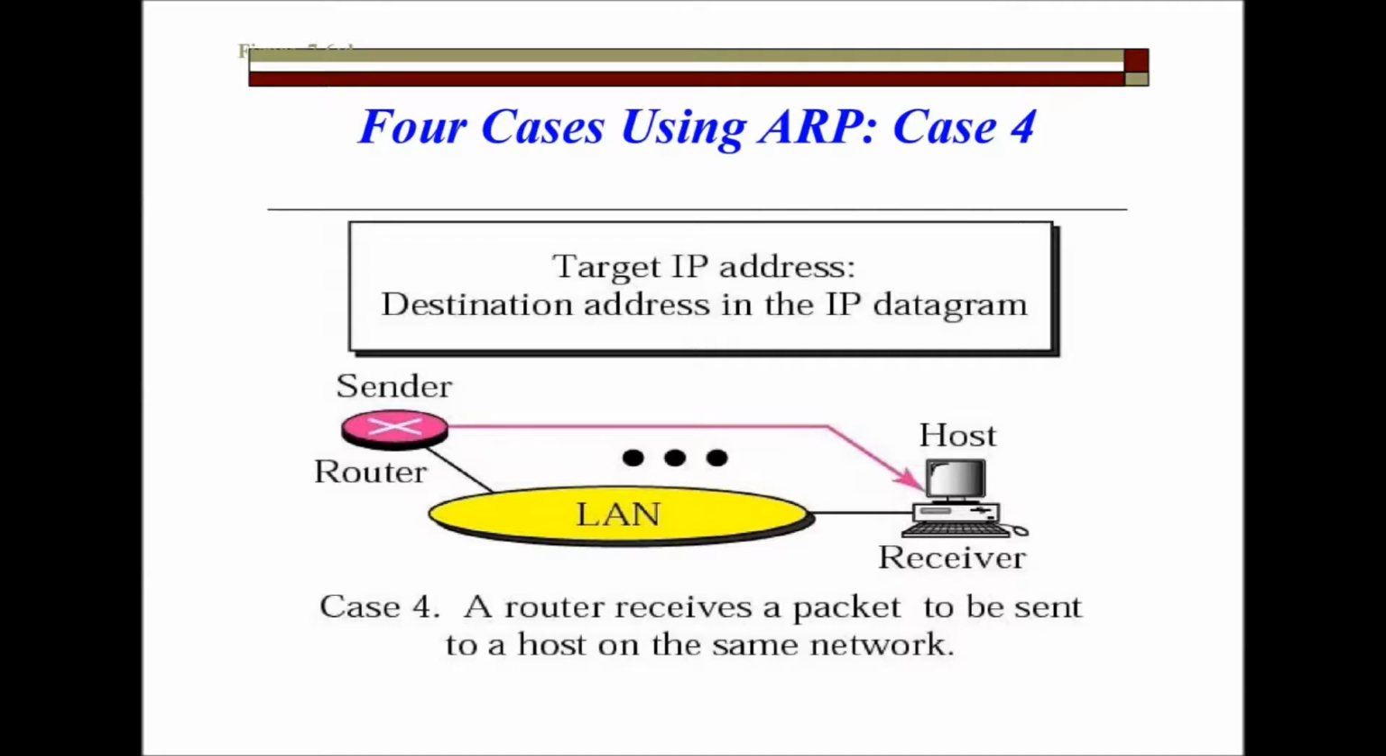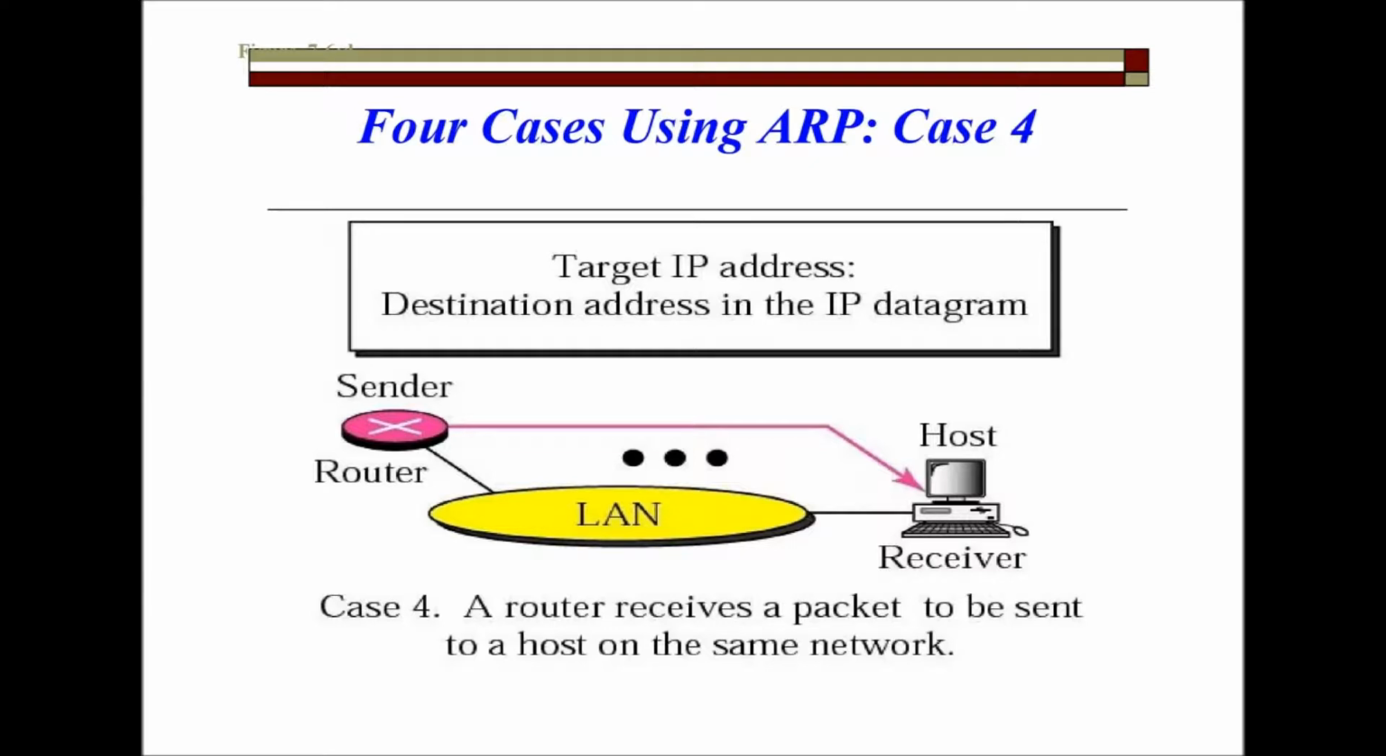Over here, case 4, which we have discussed in our previous slides, the diagram is a description of case 4. Target IP address, destination address in the IP datagram. Over here there are again two devices, but the sender device is a router and the receiver device is the ultimate receiver or ultimate destination device, and this device is on the same local area network or in the same network.